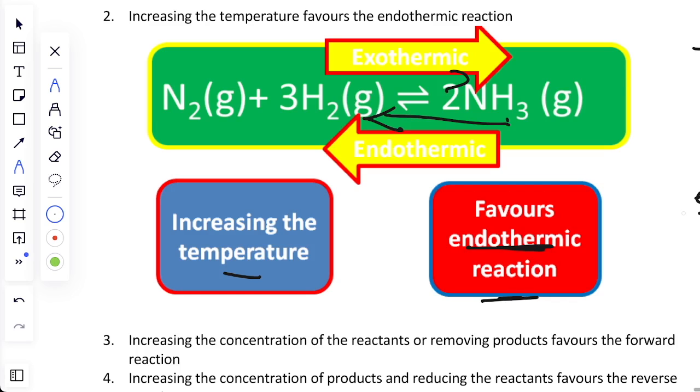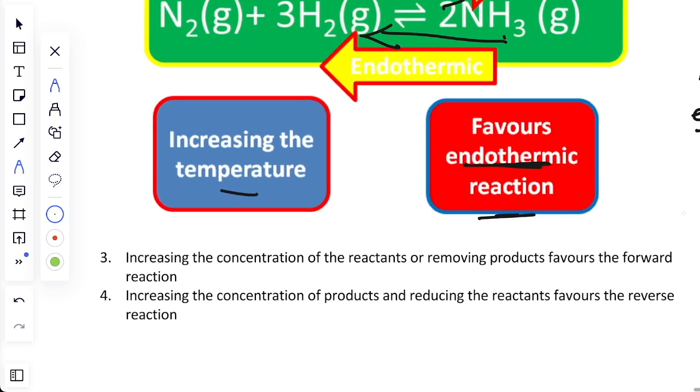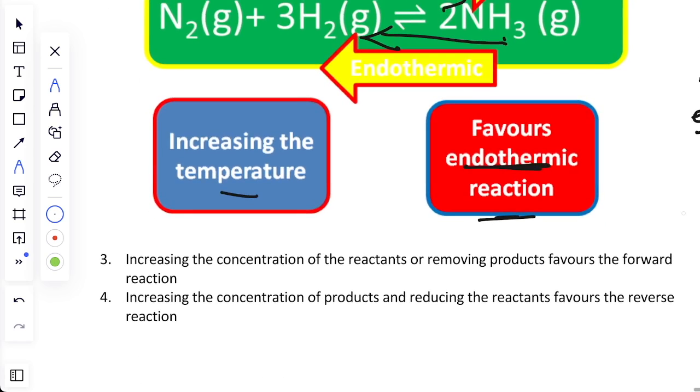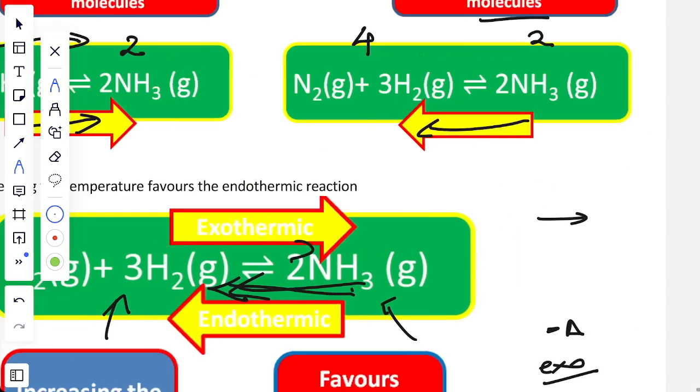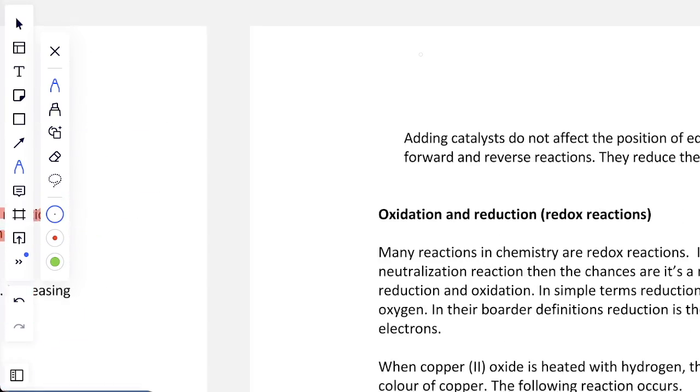There are some other factors like increasing the concentration. It will always favor the forward reaction. If I increase the concentration of the reactants, then it will favor the forward reaction. If I increase the concentration of the product, it will favor the reverse reaction. So if I favor this side, it will go forward; if I favor this side, it will go this side. I'm hoping you're understanding this. It's not as complicated as it sounds, right? It's not that complicated.